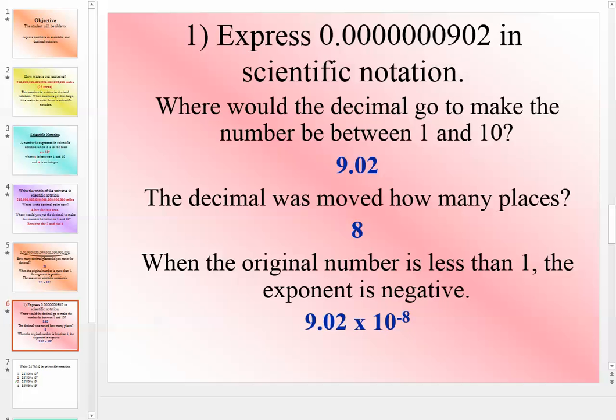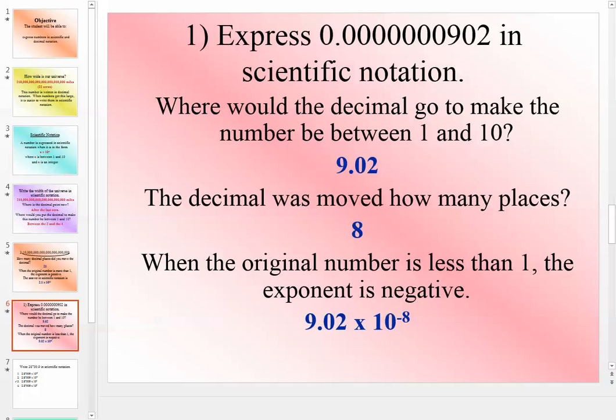Now sometimes you'll have numbers that are really, really tiny, way less than 1. And in this case, we do the same thing. We move the decimal point to the place where it's going to be after a single whole number, or a single integer, like the 9.